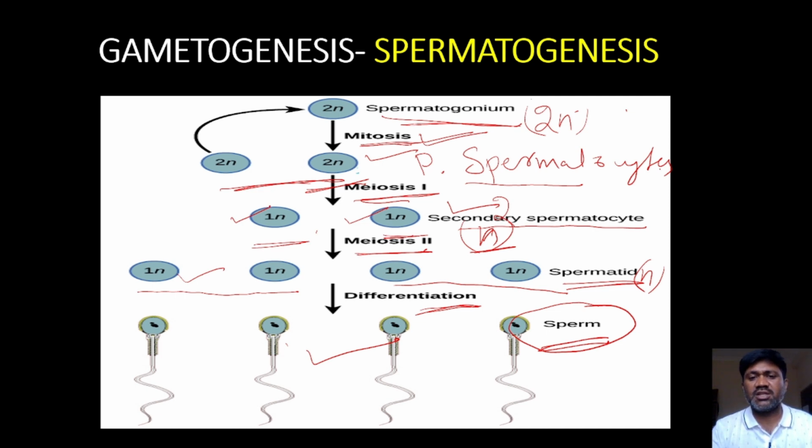These are the stages in the spermatogenesis process. First, the spermatogonium undergoes mitosis and forms primary spermatocytes. Then primary spermatocytes undergo meiosis 1, and secondary spermatocytes are formed. Then secondary spermatocytes undergo meiosis 2, and they give spermatids. From one primary spermatocyte we get 4 spermatids. This you have to remember.